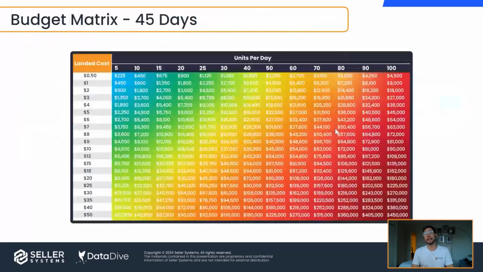We talked in the beginning about how a big reason that products typically fail on Amazon is not accurately forecasting the amount of inventory that you need and also the budget required to launch the product. So I'm going to show you these matrices.